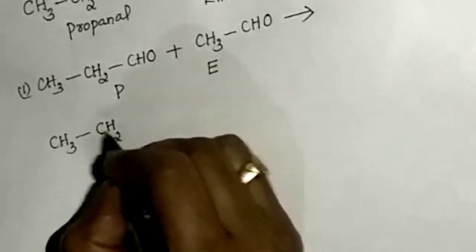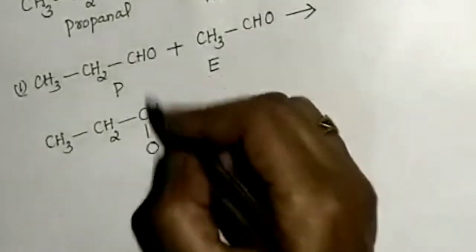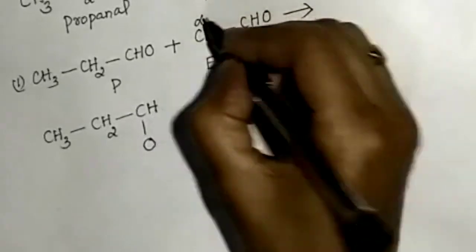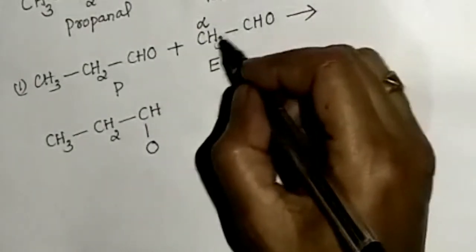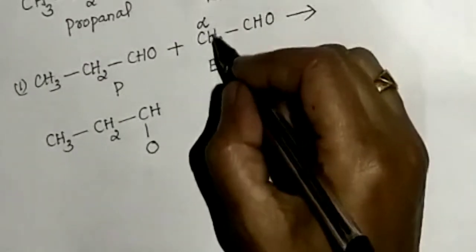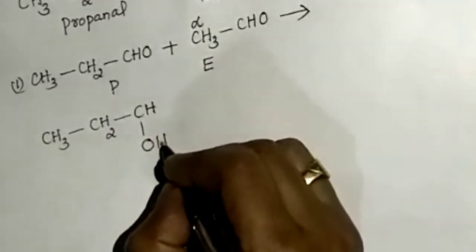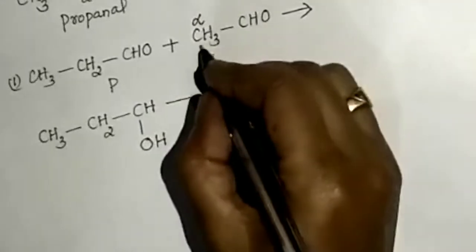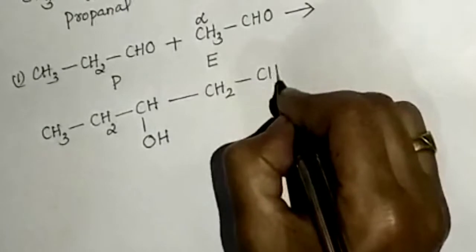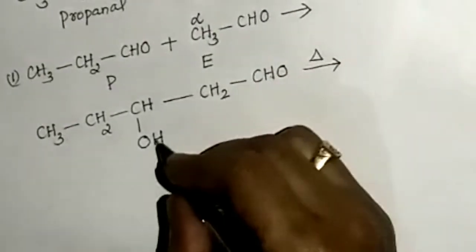First write the aldehyde as CH3CH2CHO. Then select the alpha carbon with hydrogen from the second one. This is the aldehyde. The next one, the alpha carbon containing hydrogen, is this one. From this alpha carbon, one hydrogen is given to this oxygen, then a bond forms between them. The remaining is only CH2CHO.